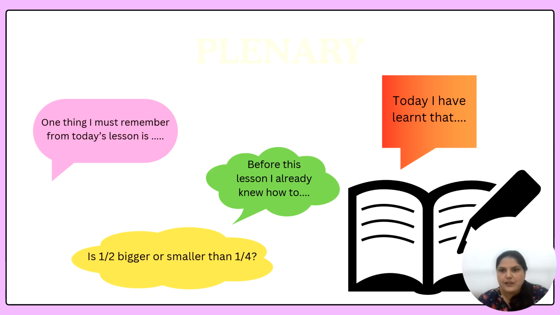What is plenary? So basically in our class, we keep one chart near the whiteboard. There they have to paste their exit ticket. What is an exit ticket? So basically they use sticky notes. They can take out their sticky notes and write, okay, the one thing I must remember from today's lesson. Before this lesson, I already know how to do addition or place value. Okay, is 1 upon 2 bigger or smaller than 1?